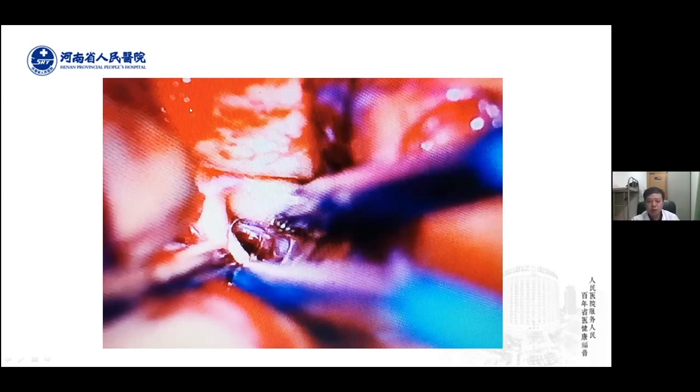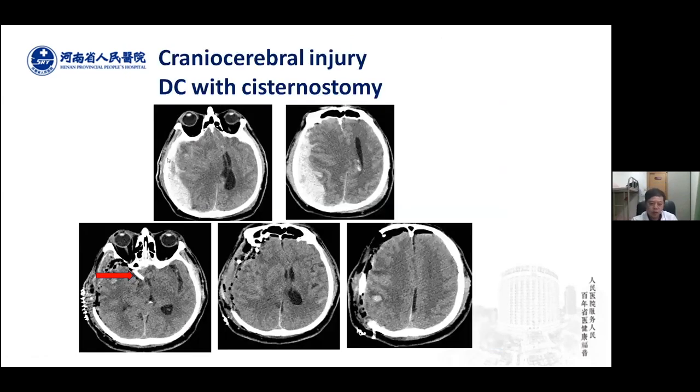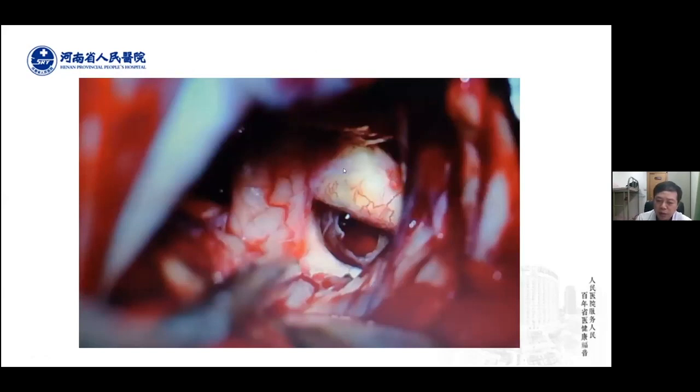This cranial injury was treated with DC with cisternostomy. You can see the acute subdural hematoma, and the brain is dilated, so we usually say DC is used to treat it. After that, we put a tube here and get drainage of the CSF. This picture is clear. We can see the optic nerve here.